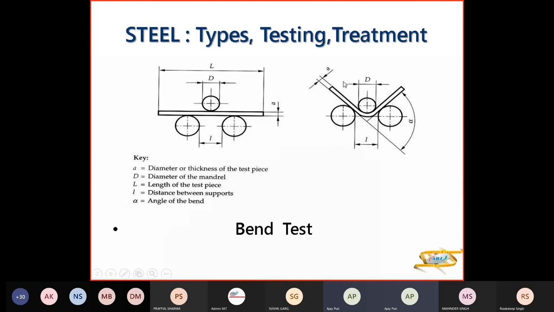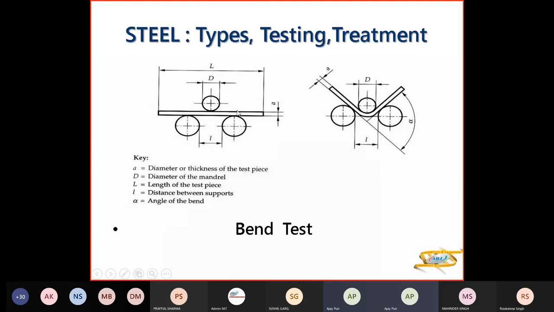So normally you try to make these two sides parallel, maybe you try to maximize it or make it 180 degrees. But the crack can occur earlier also. So this alpha is the angle of bend being done.